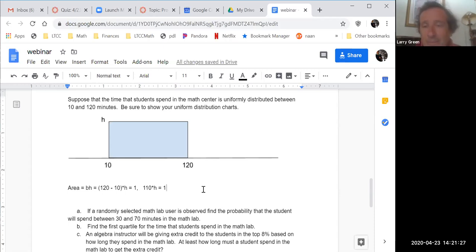So we have an algebra problem. How do I get H? Yeah, I divide by 110. So what that means is that H is now equal to 1 over 110.